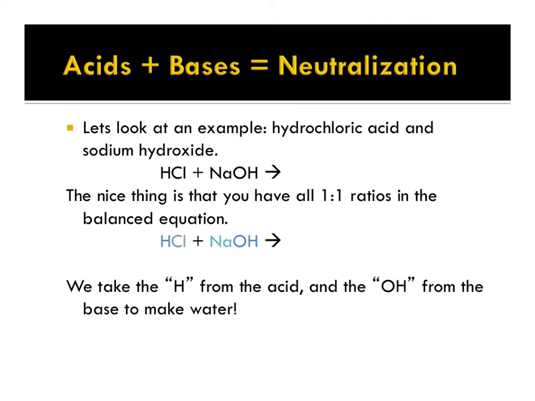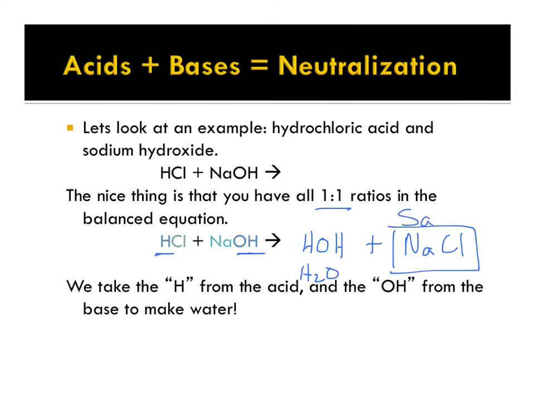Looking at some more examples, we can look at hydrochloric acid and sodium hydroxide. So we have HCl and NaOH. These are a 1-to-1 ratio, so this H and this OH are going to form HOH, which we normally write as H2O. And the Na and the Cl come together to form NaCl. So we take the H off of the acid and the OH from the base and make water. The other thing that's left over, we refer to as a salt.